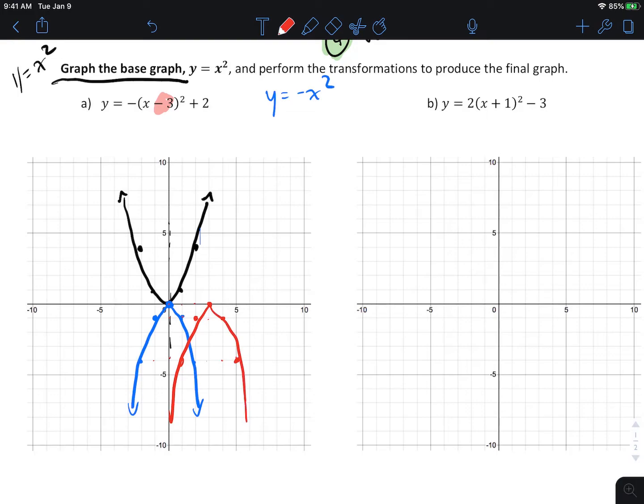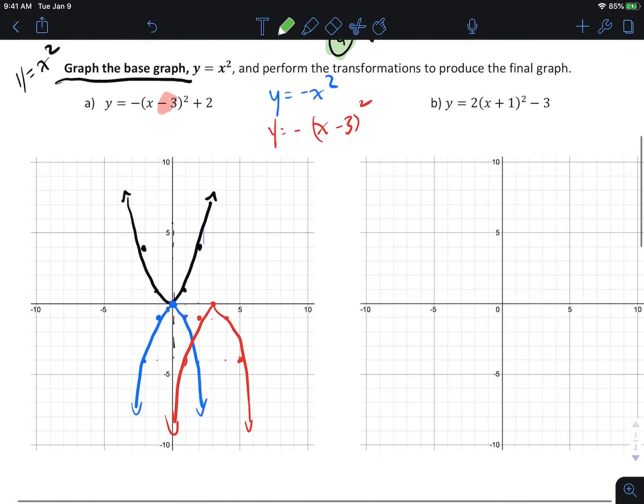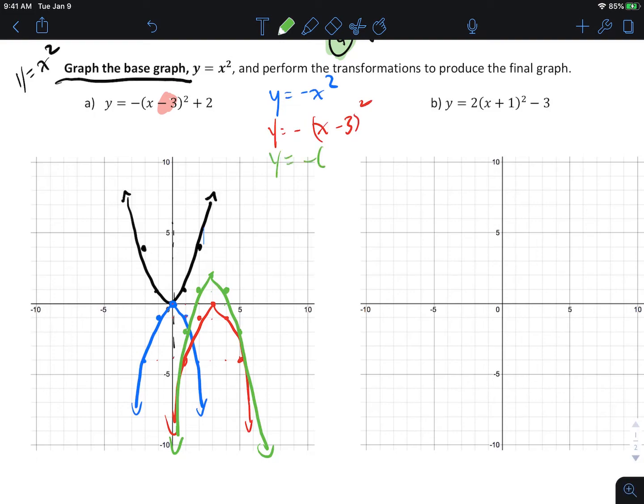Okay, and then I've got one more to do. That's y equals negative x minus 3 squared. Okay. The last one I have to do is just move them all up 2 units. 1, 2. Right? So the green graph is going to be your final answer, right? Which should match if you were to graph it in Desmos. Right? You should get that.